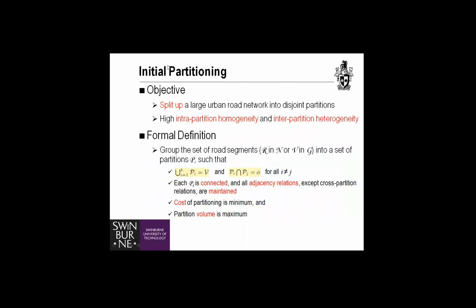In the initial partitioning step, our objective is to split up a large urban road network into disjoint partitions. The properties that these partitions will have are high intra-partition homogeneity and high inter-partition heterogeneity. So basically, it is trying to identify the differently congested partitions in the network. A formal definition of this problem is here in the second part.